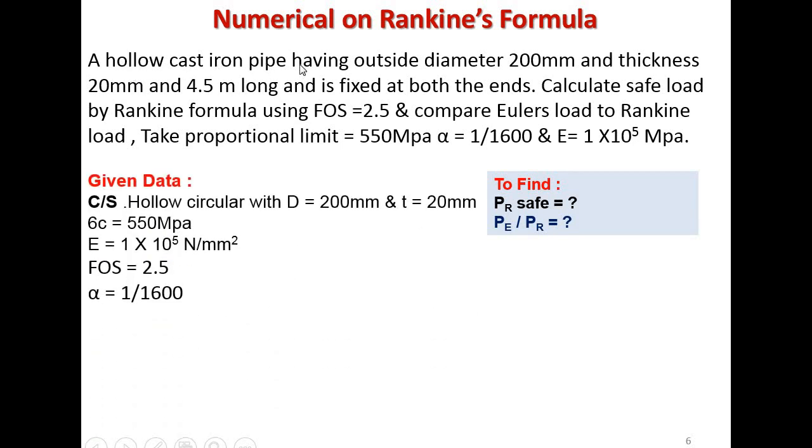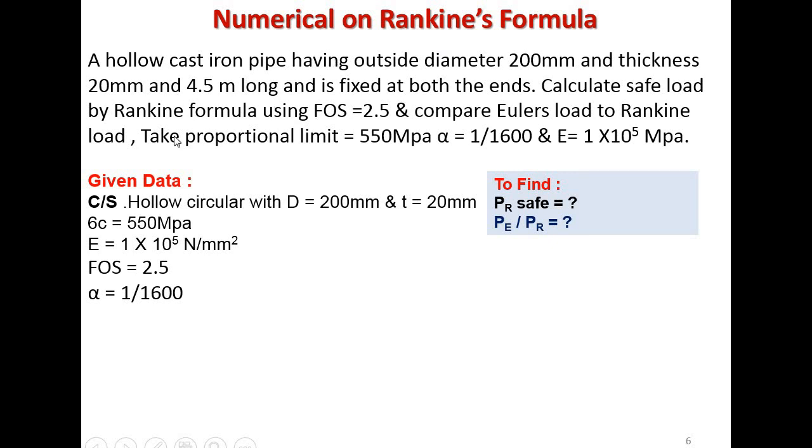A hollow cast iron pipe having outside diameter 200 mm and thickness 20 mm and 4.5 meter long is fixed at both the ends. Calculate safe load by Rankine formula using FOS equal to 2.5 and compare Euler's load to Rankine load. Take proportional limit 550 MPa, alpha, that is Rankine constant, equal to 1 by 1600, and E, that is Young's modulus, equal to 1 into 10 raised to 5 MPa.